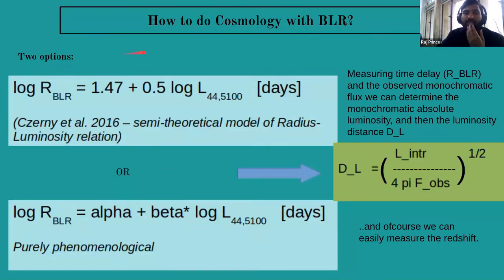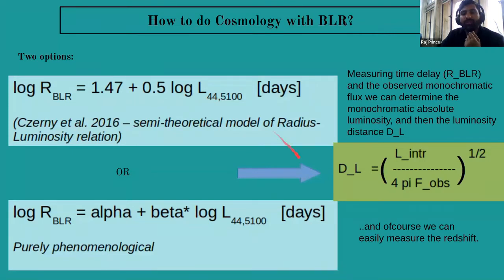And then the question is how we can use this relation for cosmology. There are two ways. One way is discussed in Bozhena Czerny et al. in 2016, where they solved it theoretically, assuming a theoretical model, and they have this relation where alpha is about 1.47 and beta is around 0.5.